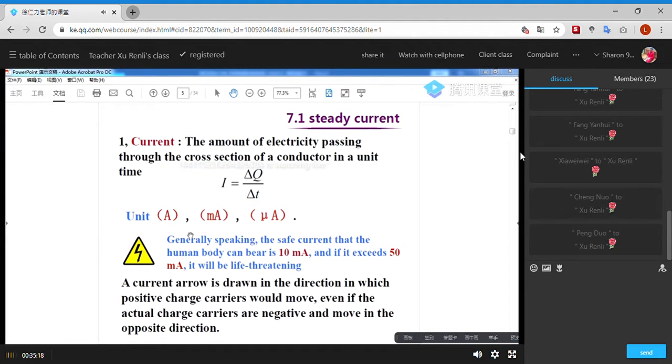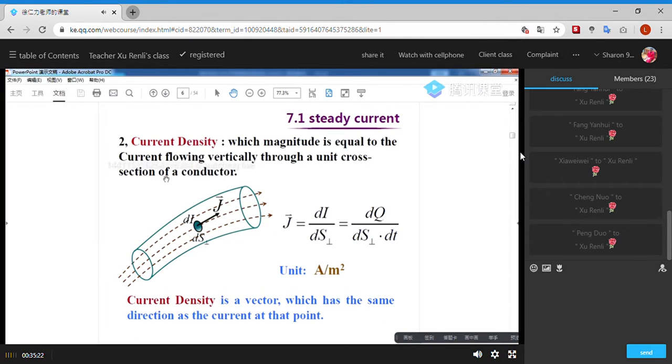Here we're studying another notion about the current density. Current density means, which magnitude is equal to the current flowing vertically through a unit cross-section of a conductor. Why we need to introduce the current density?